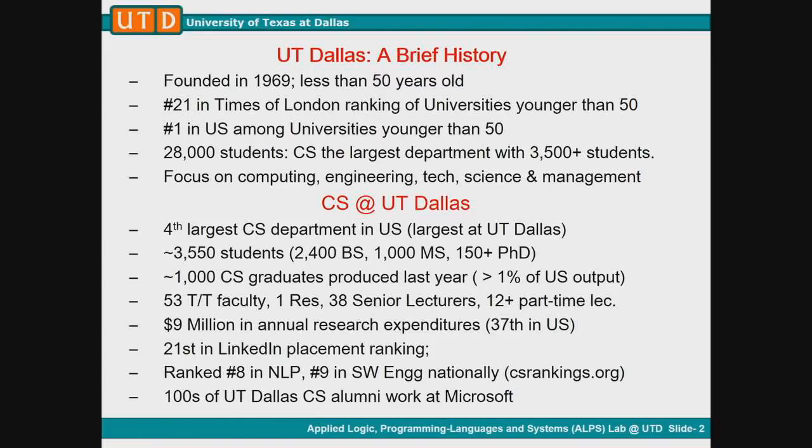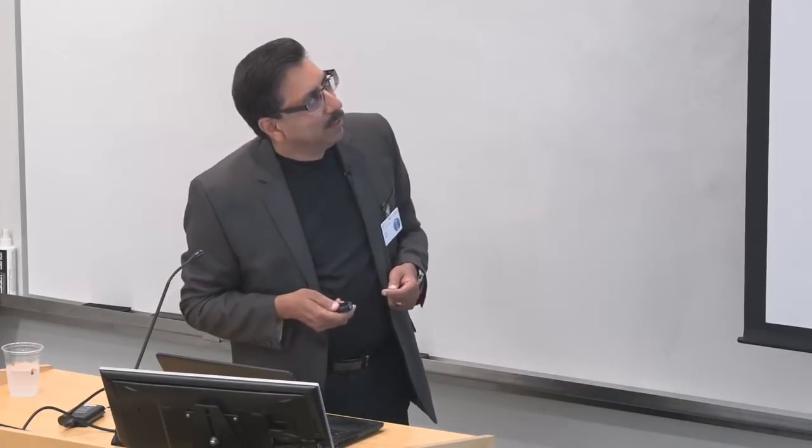So what I'm going to do first is give you a one-slide introduction to, as the computer science department head, I need to tell you a little bit about my department. UT Dallas, you probably have not heard of UT Dallas, maybe it's too far away in Texas. It was founded in 1969, less than 50 years old. It's actually done very well. It's really a tech university, and it's ranked number 21 in the Times of London ranking. We all love rankings, right? The university is younger than 50, so you can see that in 1 year, we'll drop off this list. In fact, we became number 1 because 2 other universities who were ahead of us became older than 50. But hey, we're number 1.